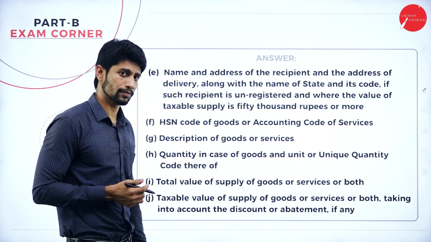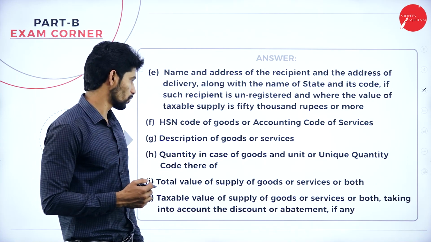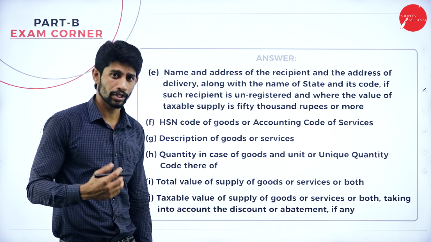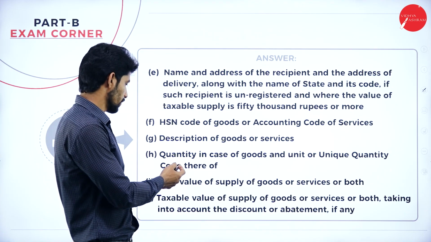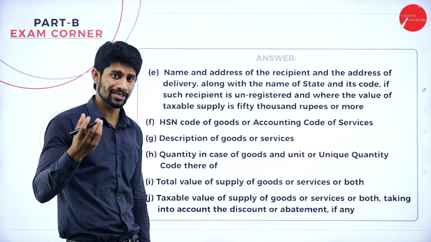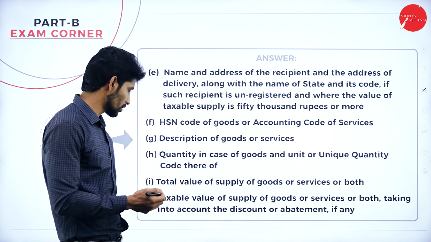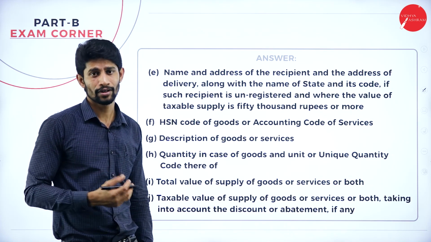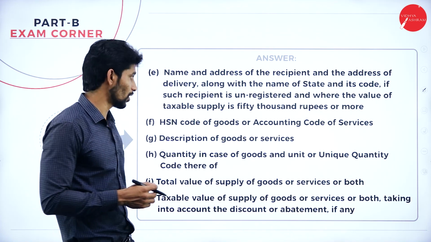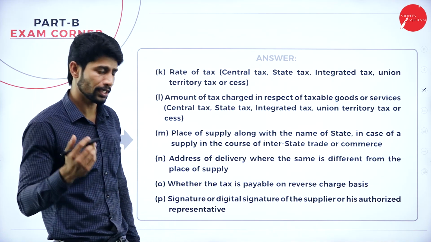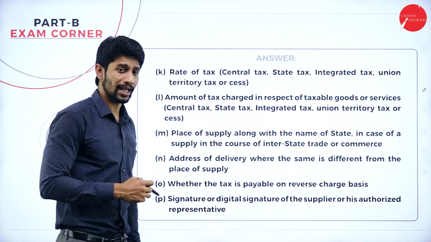You will find the HSN code of the goods, and a description of the goods, and the quantity, how many units you are purchasing, and the total value of the supply. If you are purchasing 10 units, what is the total value of 10 units, and the taxable value of supply of goods, that is, the total taxable value of supply after giving the discounts and all, and the rate of tax applicable on that particular supply, and the amount of tax charged.